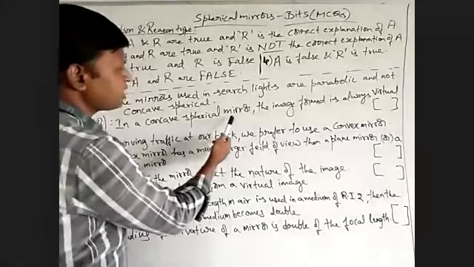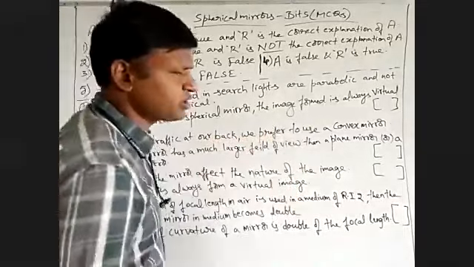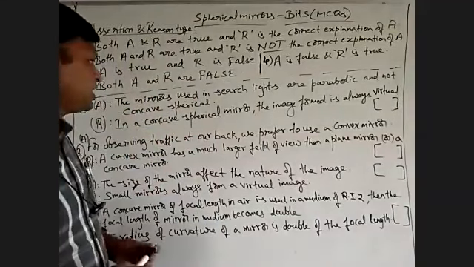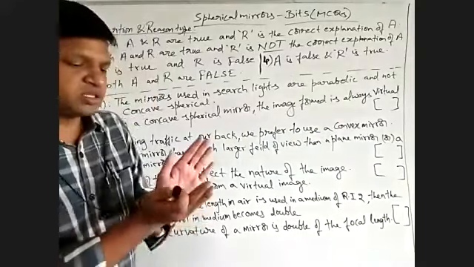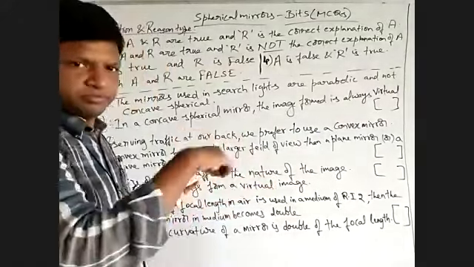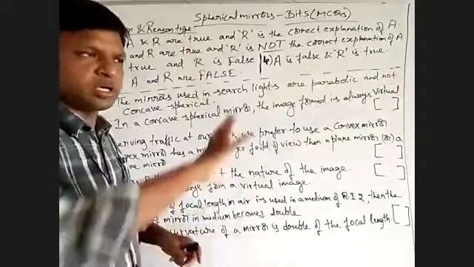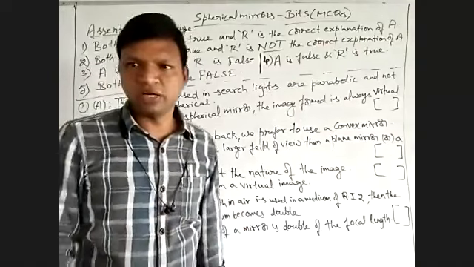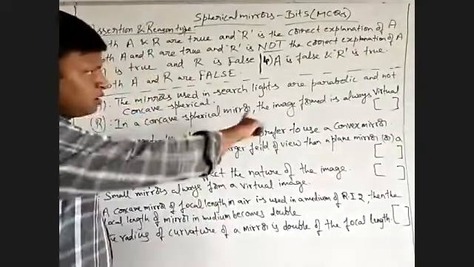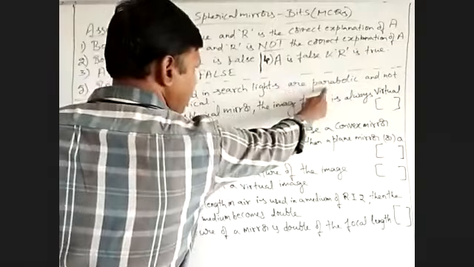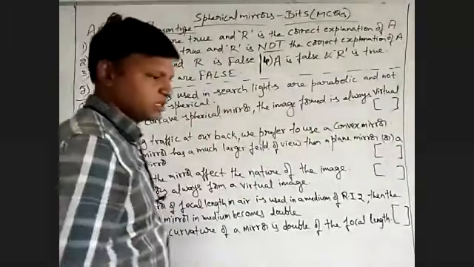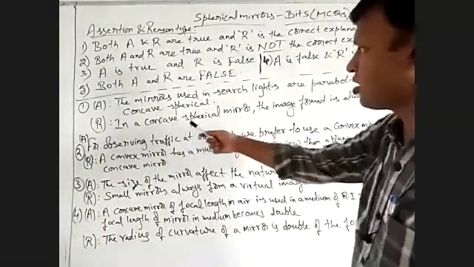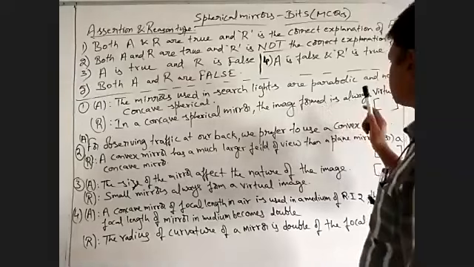In a concave spherical mirror, the image formed is always virtual. Just first let us see the assertion. The mirrors used in searchlights are concave only, so that they produce a very wide beam of light. So they are parabolic. He is saying not concave, and the reason is that in a concave spherical mirror, the image formed is always virtual.